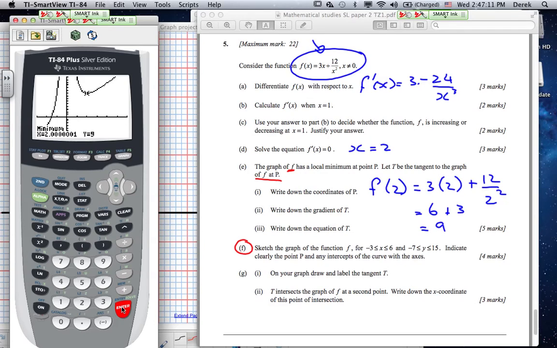Then it says, let T be the tangent to the graph, so write down the gradient of T. Well, obviously the gradient of T is 0 because it's this line over here. Your gradient is equal to 0, and then write down the equation. The equation would be this line. If it went through like that, it would go through your y-axis at 9. So it would just be y is equal to 9.